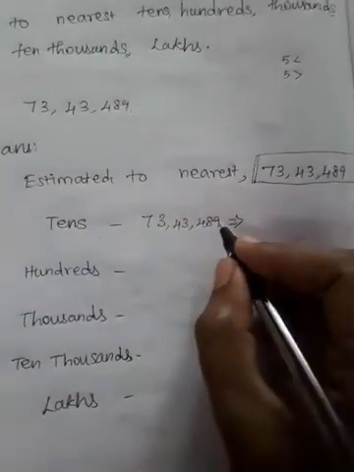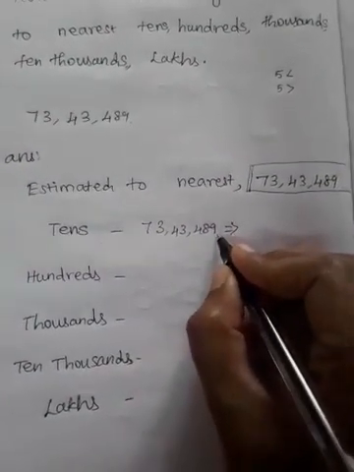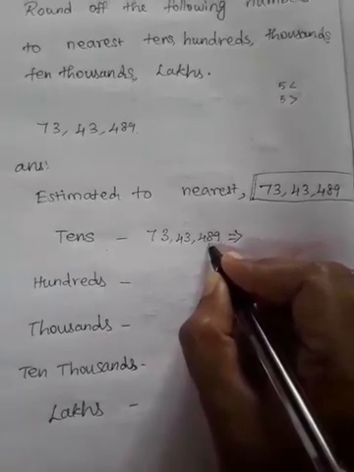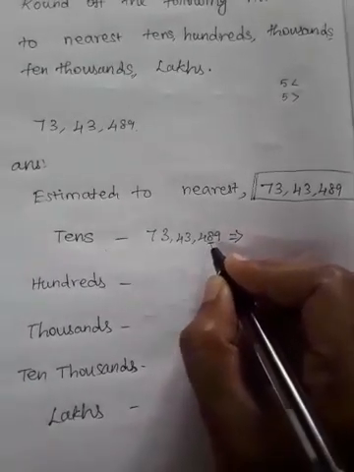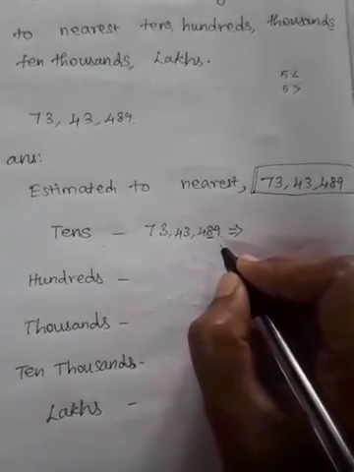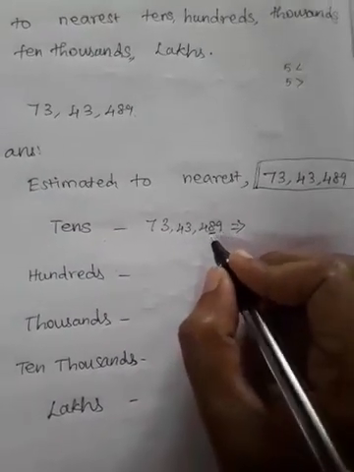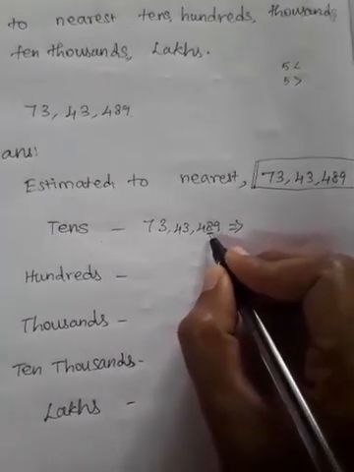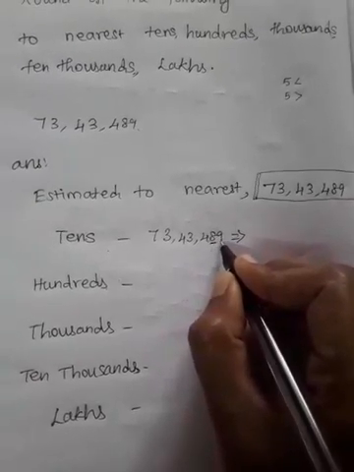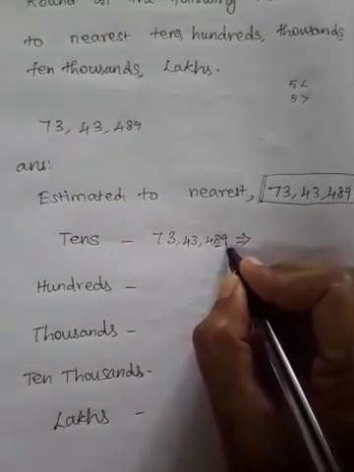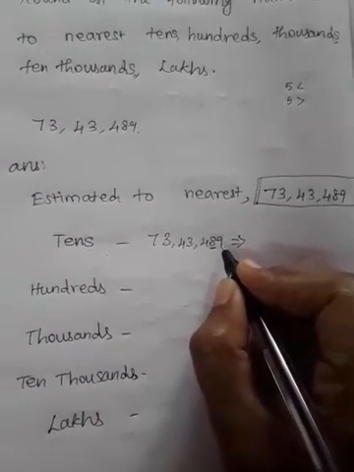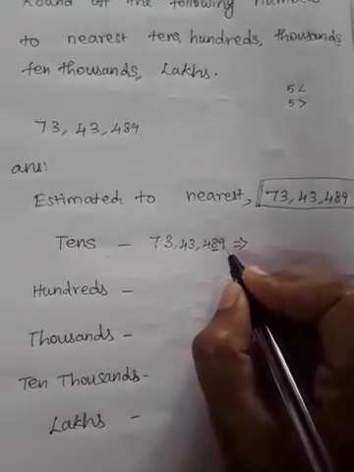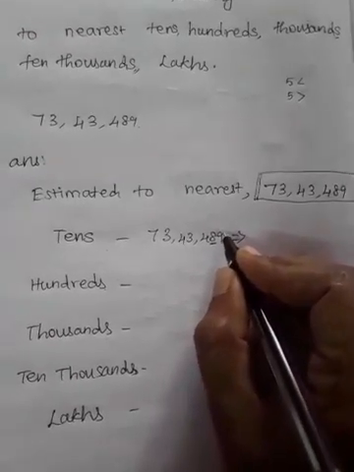Okay, so let's start counting the place values. Ones, after that what is here? Tens. Here it is tens. Okay, so you just underline like this, then only you will get some idea. Whenever you are doing underline, check the nearest next number. What is the nearest number? 9. Is 9 above 5 or below 5? Greater than 5 or smaller than 5? 9 is greater than 5.